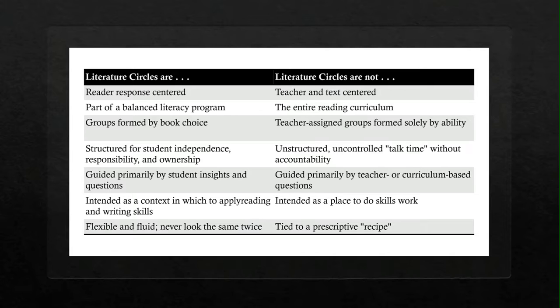Here's a list of what literature circles are and what they are not. They are student-centered reading responses, part of a balanced literary program, groups formed by book choice, structured for student independence, responsibility, and ownership, guided primarily by student insights and questions, and intended as a context in which to apply reading and writing skills. And as I said, they are flexible and fluid, and so they never look the same twice. We're not going to look at what they are not, because we don't really need to know that.